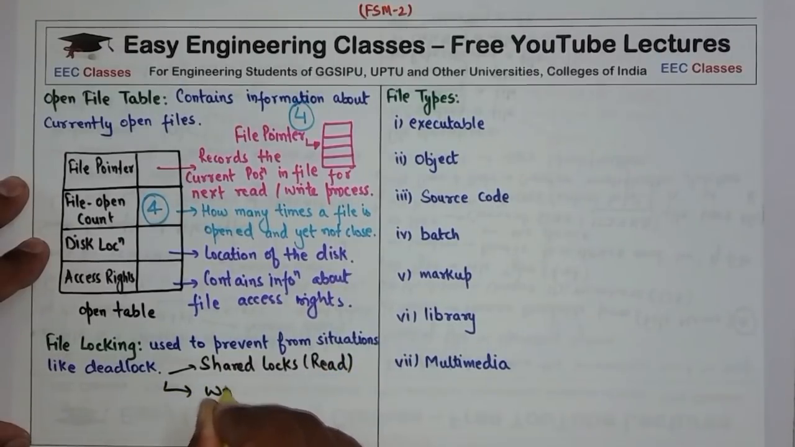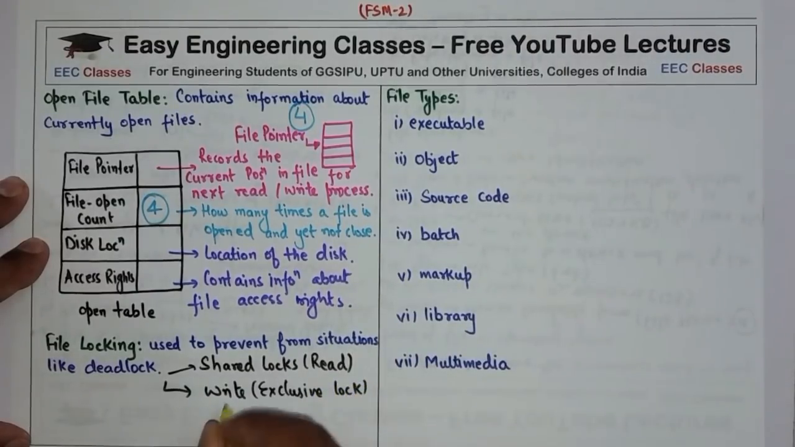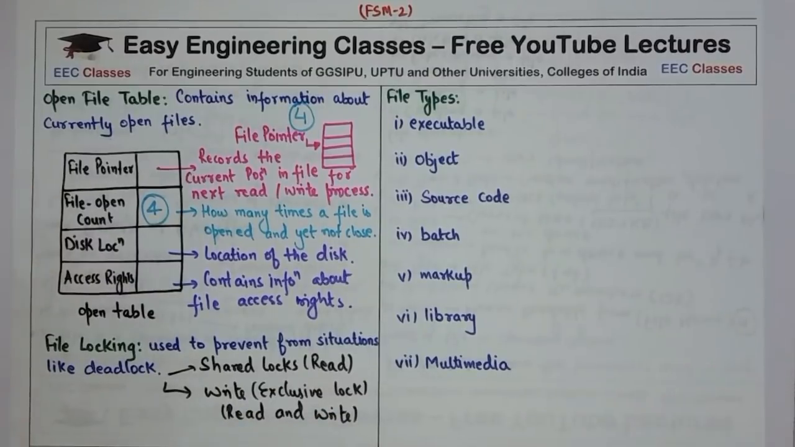Then we have the write or exclusive lock, which is for both read and write. Generally we use these two locks, shared locks and exclusive locks. So this is about the open file table and file locking.